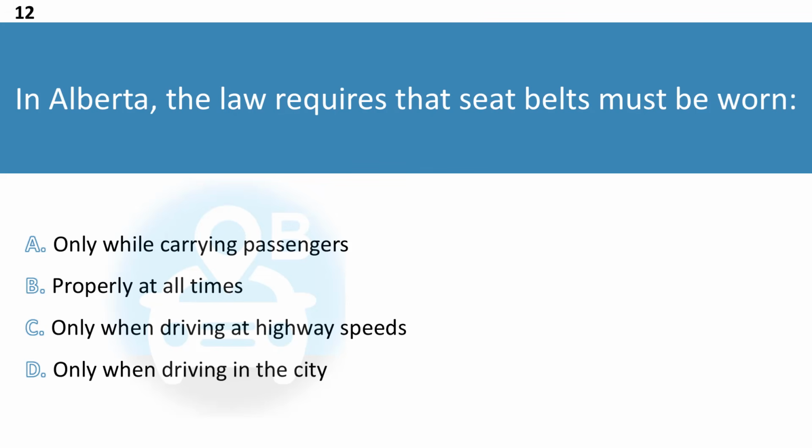In Alberta, the law requires that seat belts must be worn: A. Only while carrying passengers. B. Properly at all times. C. Only when driving at highway speeds. D. Only when driving in the city.